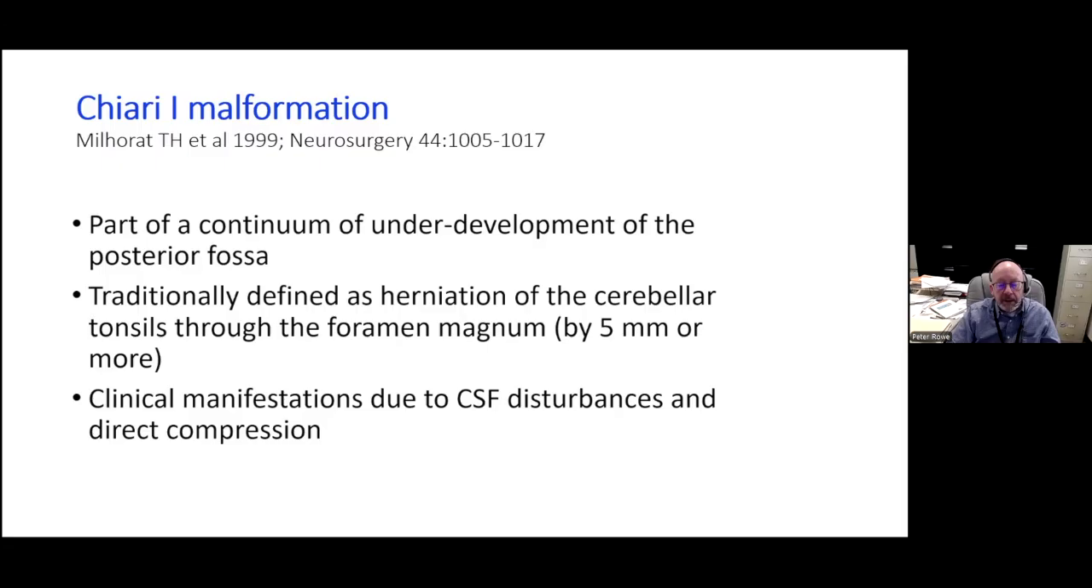Keep in mind that if you've got a large foramen magnum, you might be able to have cerebellar tonsils down further than 5 millimeters without any direct compression of nervous system structures. And similarly, if you have a small foramen magnum, you might be having typical Chiari malformation symptoms with 2 or 3 millimeters of tonsillar descent. So everything needs to be put into that context.